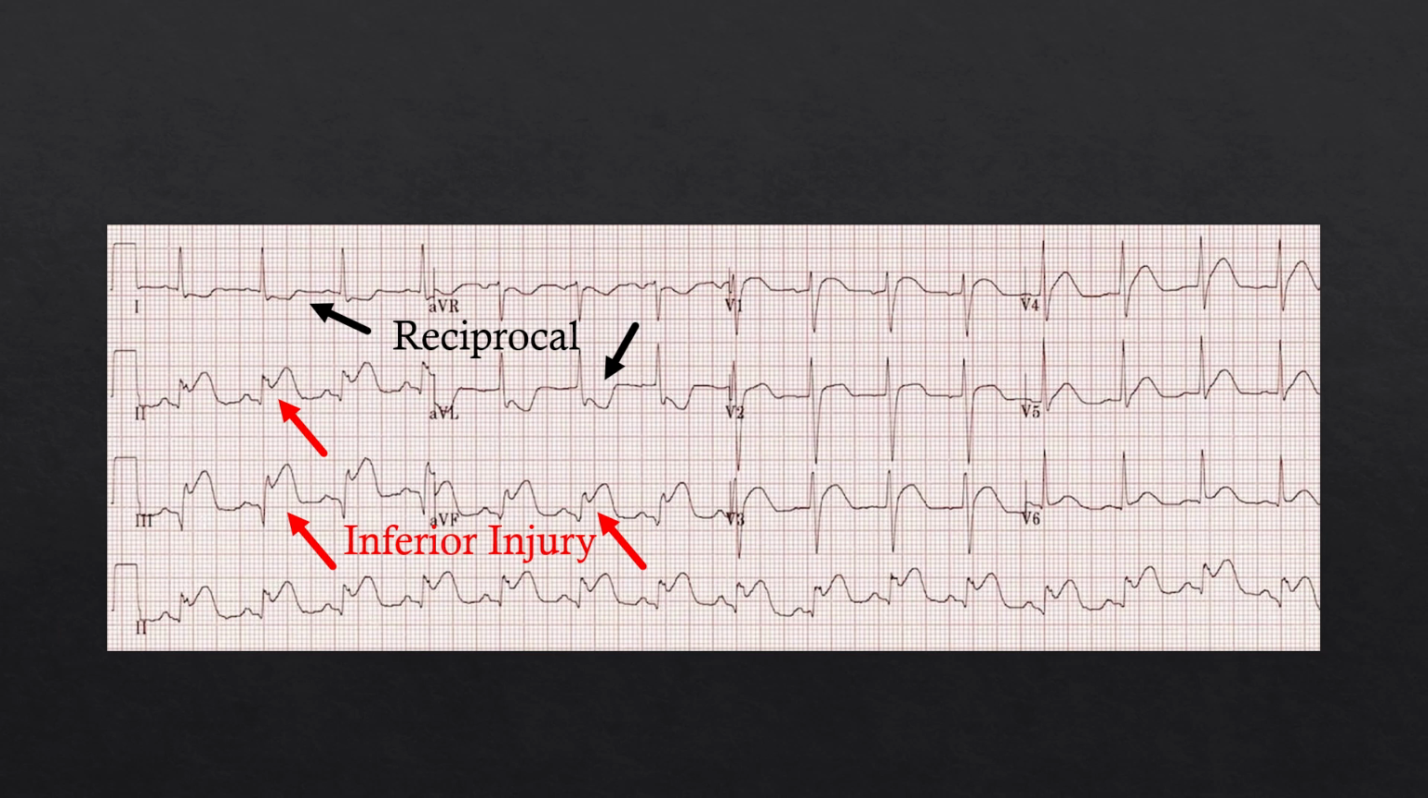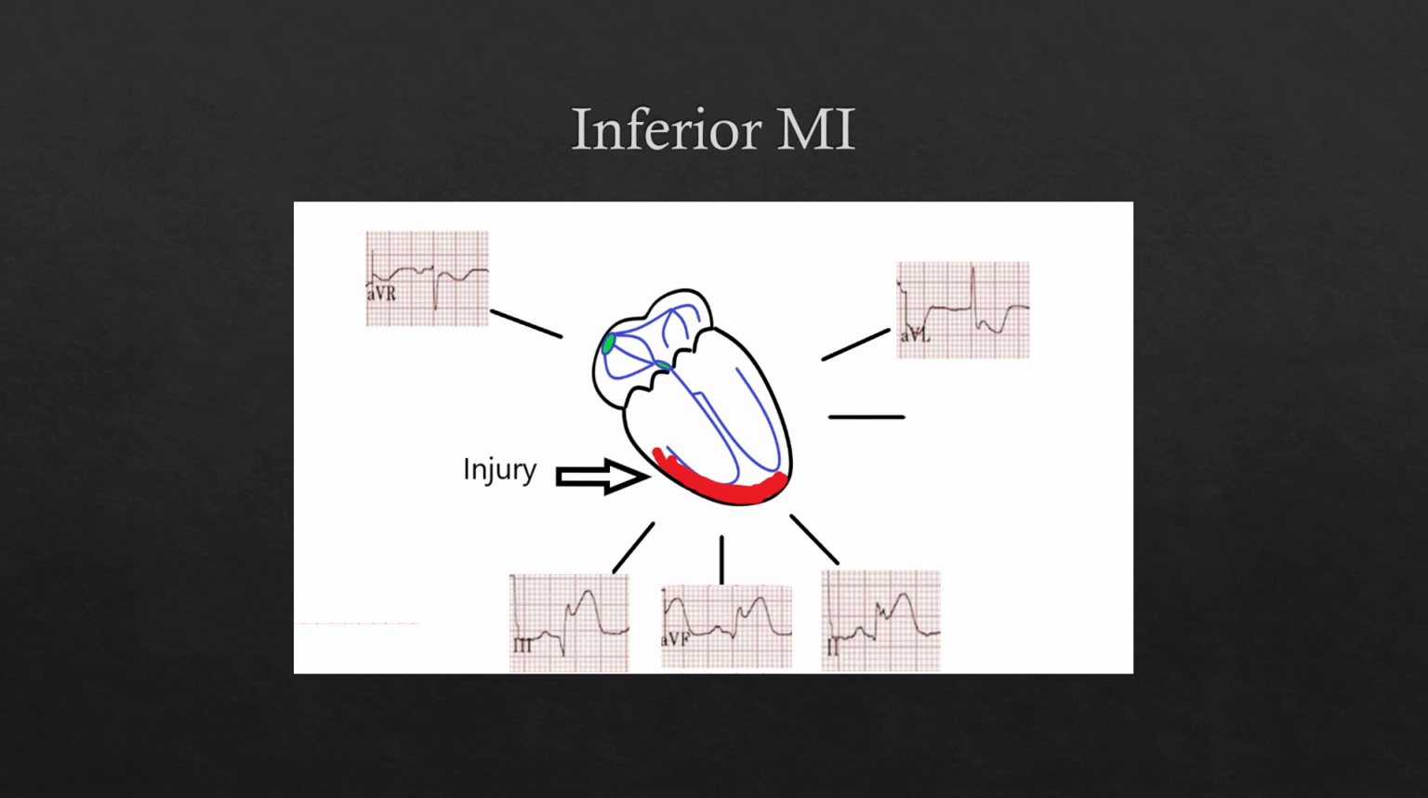If I splice it out into our corresponding viewpoints, I look, and so these are where all these leads look, right? So III, aVF, and II are inferior because they look at the bottom, and so my worst lead here is lead III. This is a kind of diffuse inferior transmural pattern with the reciprocal change in lead aVL as well.